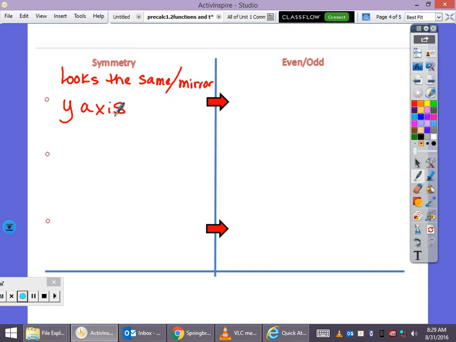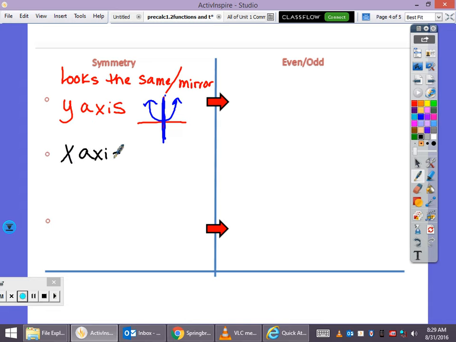Okay, so y-axis, and it would look something like this, yes? If I fold along the y-axis, my picture looks the same on both sides. So we have y-axis symmetry. This arrow up here is going to be important in a second, okay? All right, so I have y-axis or I have x-axis.